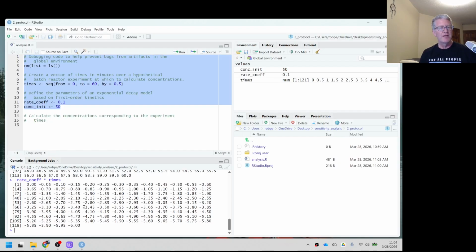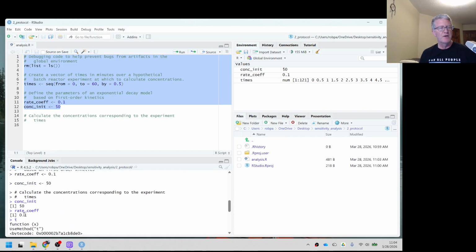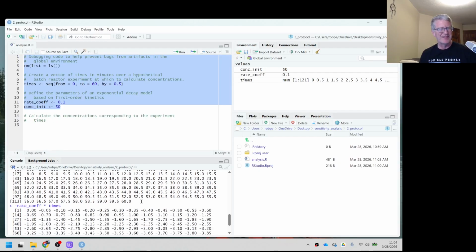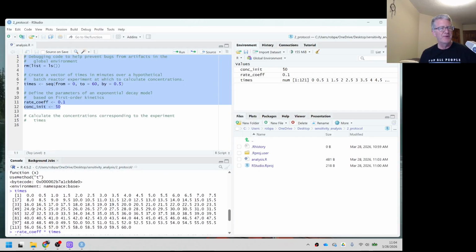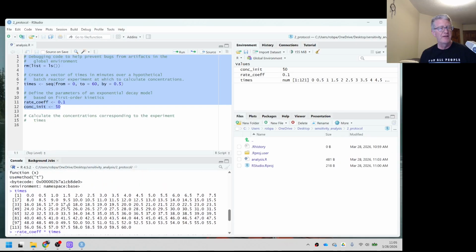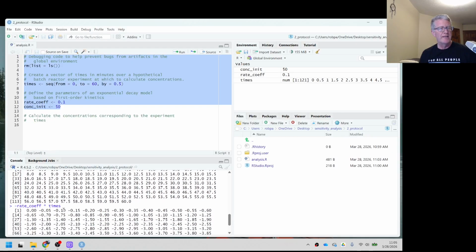So what happens when I do this math is I'm going to multiply minus 0.1, this rate coefficient, times every time in the times vector. So this is minus 0.1 times 0, that's 0. We've got minus 0.1 times 0.5, that's minus 0.05. Minus 0.1 times 1 is minus 0.1. So hopefully that all makes sense.